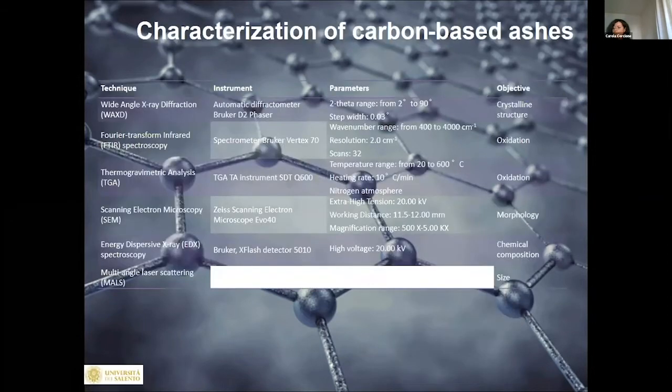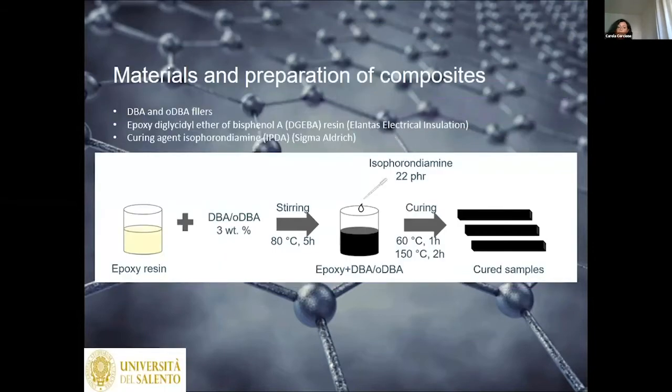So here you can see all the characterization that we decided to perform on our ashes before using them inside the same epoxy resin. We decided to perform a very full characterization from the structural, dimensional, morphological, and also chemical points of view. So we performed XRD, TGA, FTIR, SEM, but also EDX, and so on. A lot of characterization was performed to characterize the fillers before adding them inside the epoxy matrix.